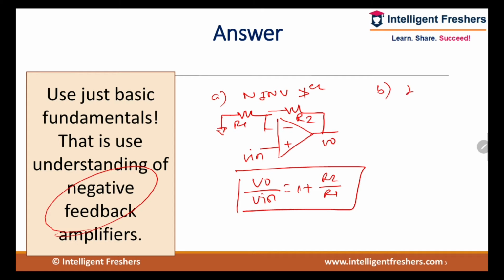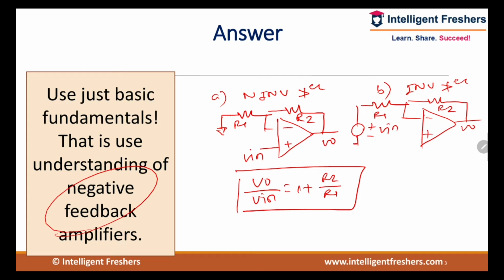If it is an inverting amplifier, with negative feedback, V0, this is R1, Vin, and this is the offset minimizing resistor. So V0 divided by Vin is given by minus R2 divided by R1.